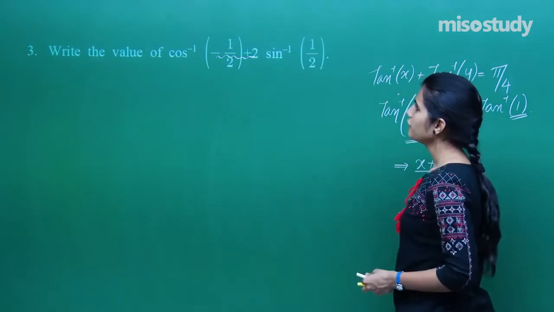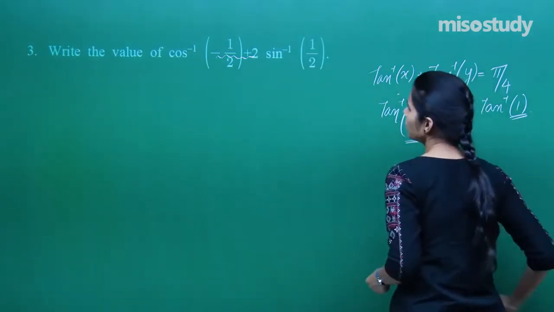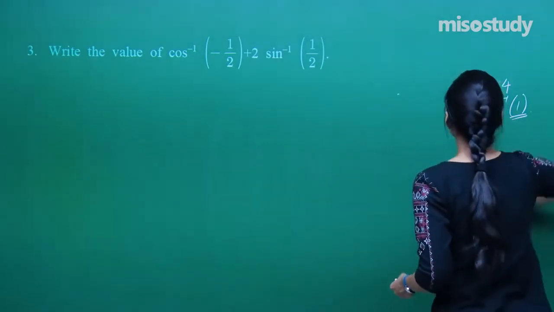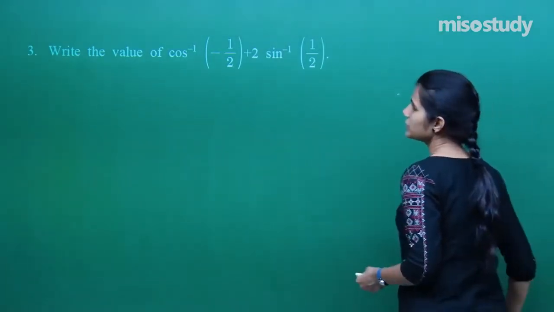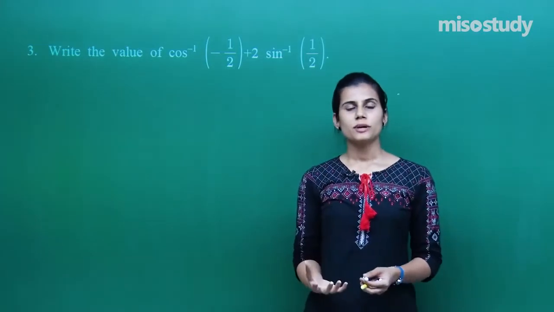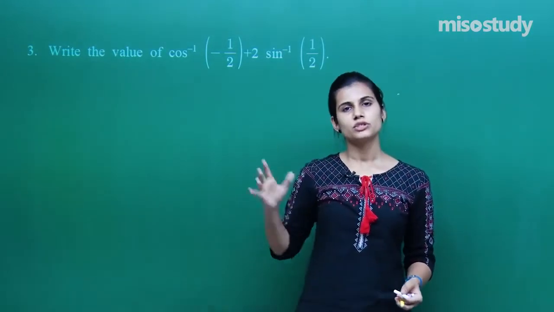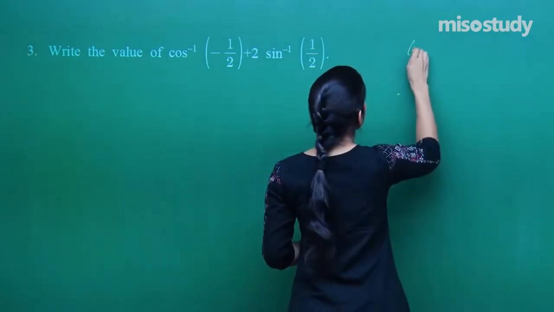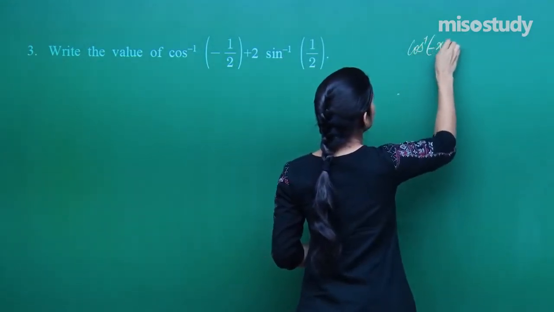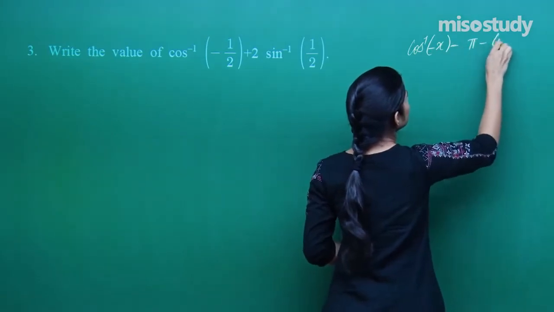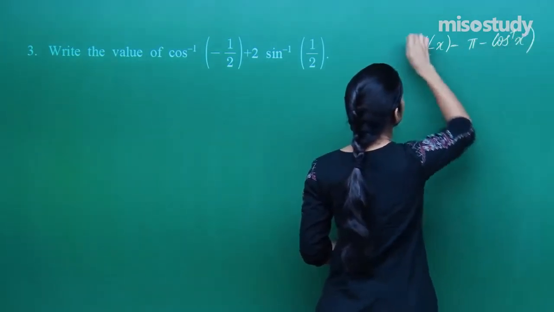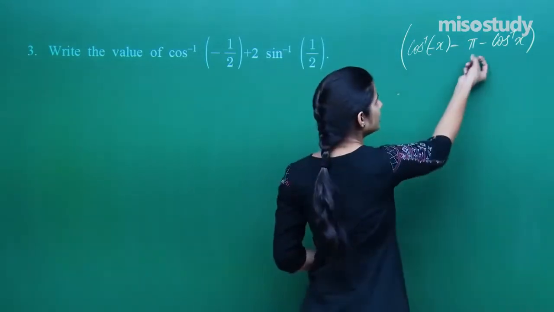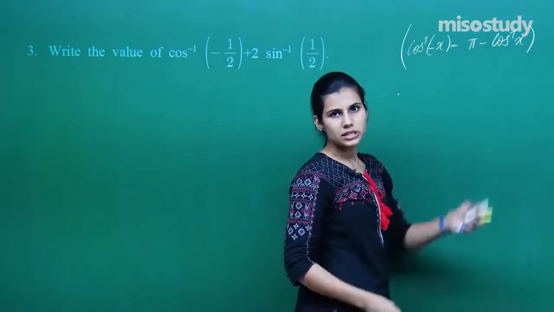Next question we have, write down the value of cos inverse of minus half plus 2 times sine inverse of half. Now if you remember, there was a property which we did, which inverse trigonometric functions pull out the minus sign and which inverse trigonometric functions do not. So over here we know that cos inverse of minus x is pi minus cos inverse x. It does not take out the minus sign, it actually brings a pi in the picture, and that's what it turns out to be.